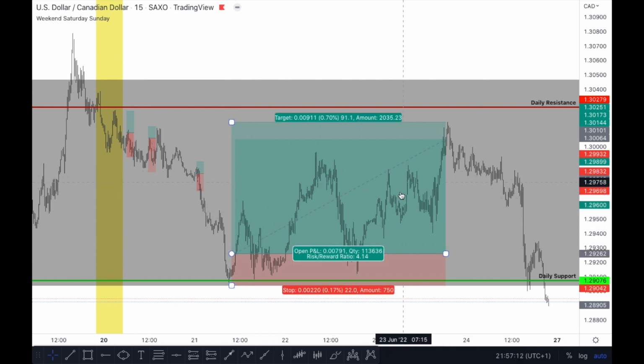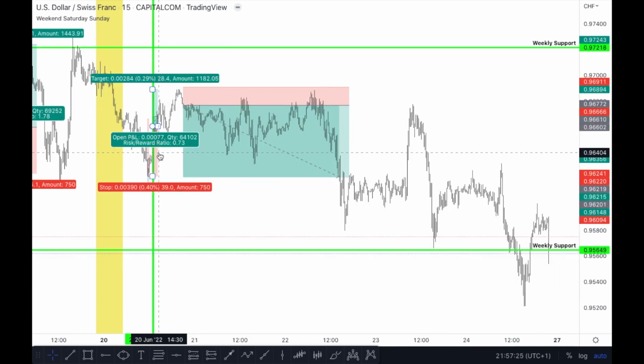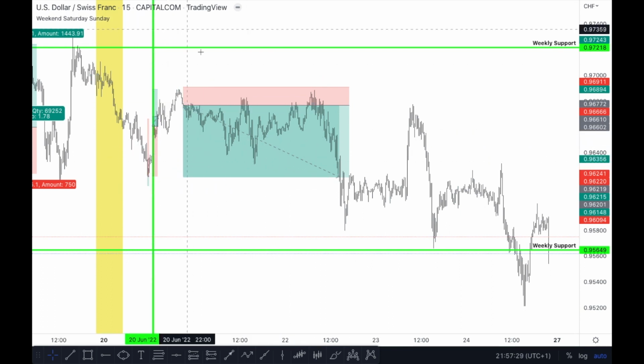Yeah, it took about 2 days to get to where it needed to, but it was a winner. 1 to 4 was hit, as you can see here, and therefore we were up by $5 on USD CAD. Now here you can see you have 1 loser, another loser, and you had a winner here, so here you'd have been up by $10 on USD Swiss franc.